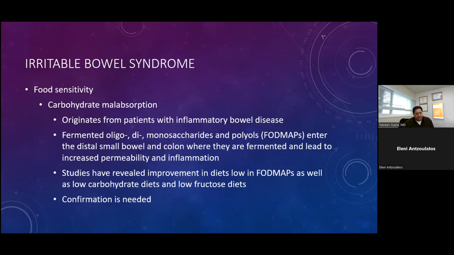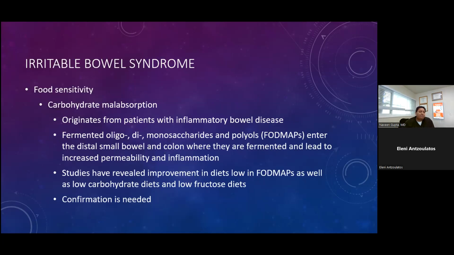Carbohydrate malabsorption. I wanted to give this its own slide because I think this was a big breakthrough in irritable bowel syndrome when it first was released about 15 years ago. There's something called fermentable oligo monosaccharides and polyols. We call them FODMAPs for short. They are basically complex carbohydrates that get fermented in the gut.